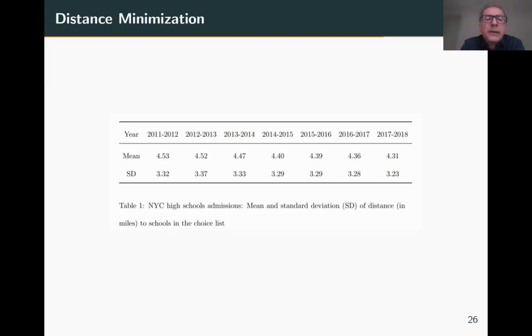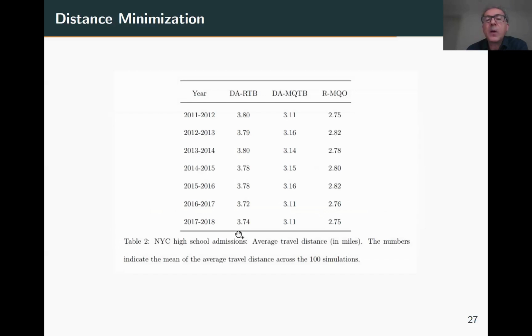Here at the high school level, for example, in 2011, the average distance between a student's home and the schools he or she ranks is about 4.5 miles, and the standard deviation is 3.3 miles. This is a huge standard deviation. It actually tells us that there's a big scope for minimizing distance here, and that's true throughout the years.